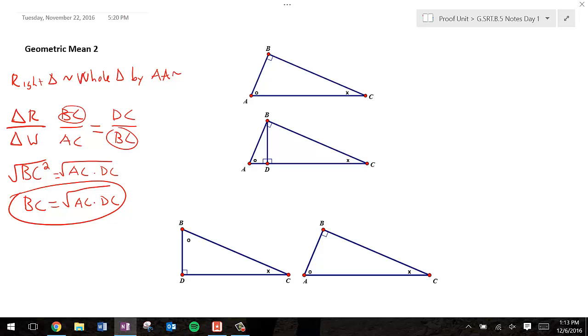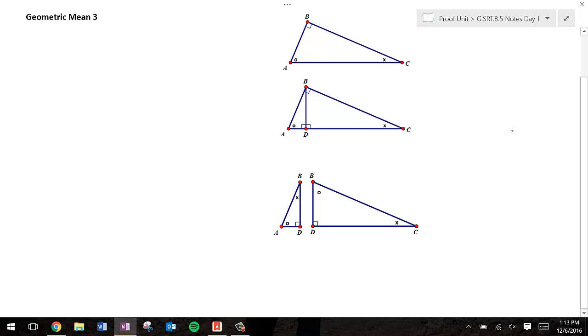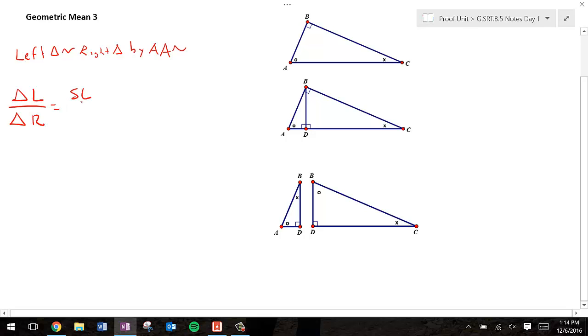So our third and final geometric mean setup here is when we compare our left triangle and our right triangle, the two smaller ones contained in the bigger one. Okay, so we can say once again that the left triangle is similar to the right triangle by angle-angle similarity. And that allows us to set up the following ratio, our left triangle over our right triangle. We're going to use the short leg over the short leg, which with our left triangle would be AD, and with our right triangle would be BD.